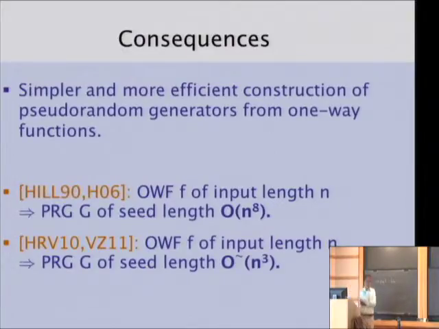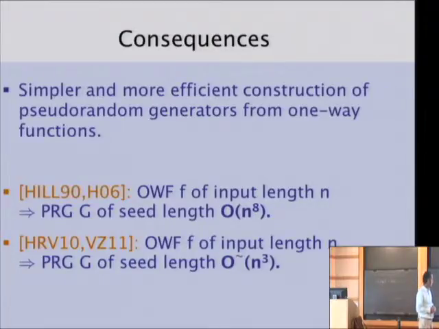OK, so what are the consequences of this? A simpler and more efficient construction of pseudorandom generators from one-way functions. In particular, one quantitative improvement: the results of Hastad et al. This was a construction sketched in Hastad et al. and formally proven by Holenstein. If you start with a one-way function on n input bits, you get a pseudorandom generator whose seed length is something like n to the 8th.